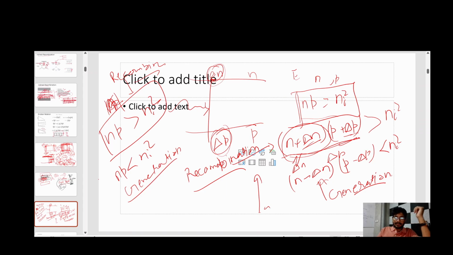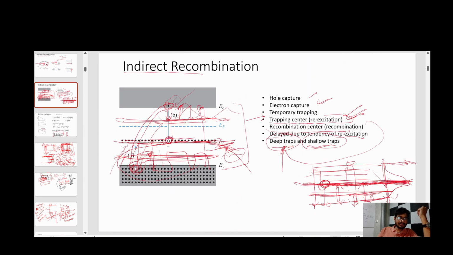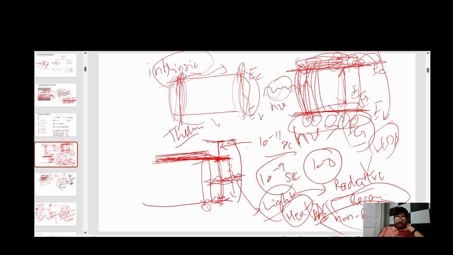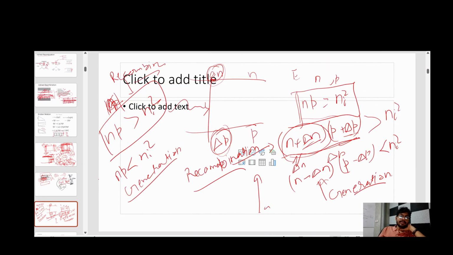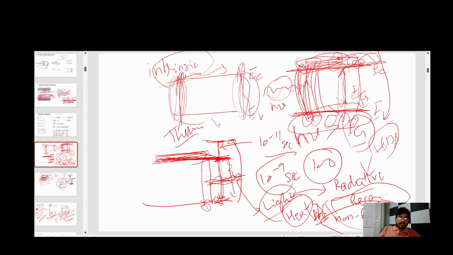So that is the recombination and generation that is given. There are certain recombination topics that are not required for this course. I have included these, but I will tell you about the recombination and generation in this one.